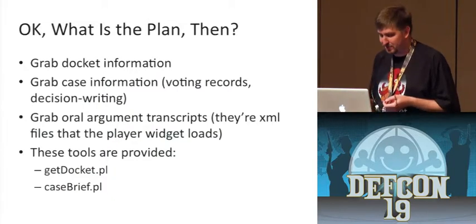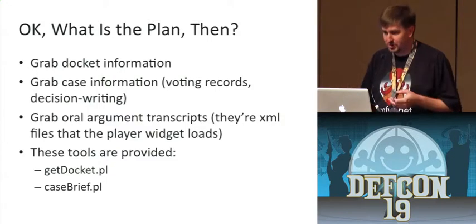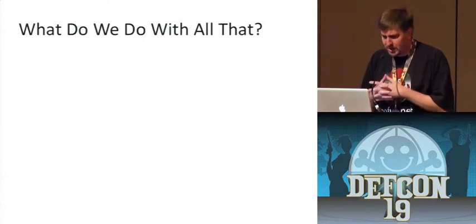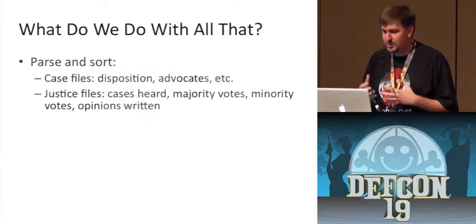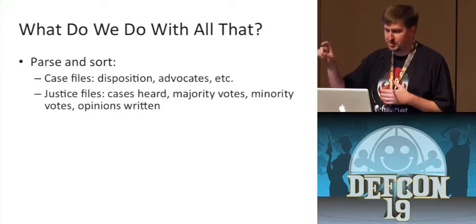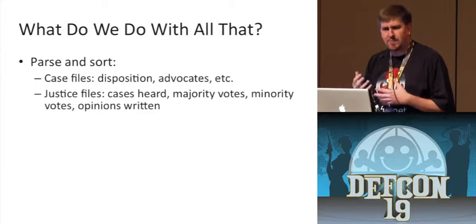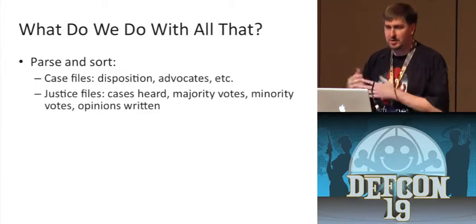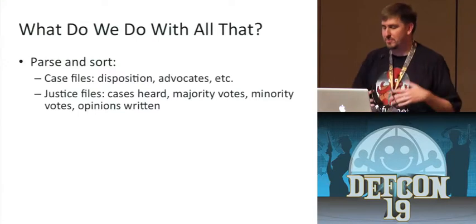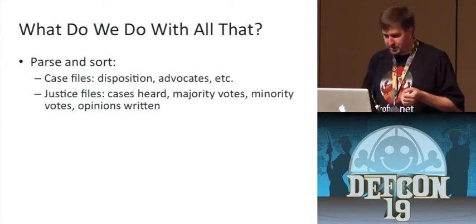Get docket and case brief. And they're basically just information harvesting tools. They'll pull this stuff down for you. So what we're going to do with that is parse it and sort it. What I did was, for each case, I recorded the disposition and who were the advocates, and the facts that I could get out of there that were easy facts. And then for each justice, I made a file that contained the cases that they've heard, the cases that they voted with the majority, the cases that they voted with the minority, cases where they've written an opinion, et cetera, et cetera. And so that was all good fun.